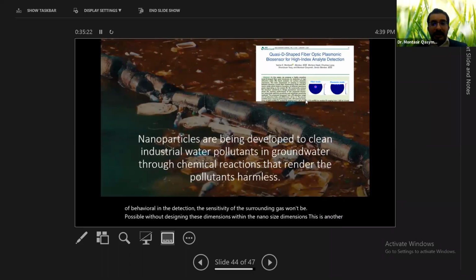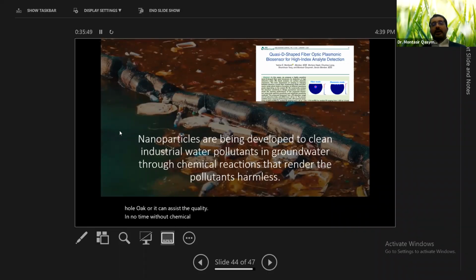Here, for example, is another example, using optical fiber to assess the quality of water. This is another work that was published by us recently. We use this kind of technology to assess quality. It's an optical fiber that has small crystal dimensions inside, and if you just allow the water to go through a small hollow core, it can assess the quality in no time, without any chemical processing. It's an instantaneous response to the quality of the liquid or the water that you are testing.